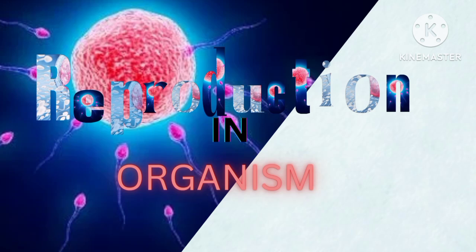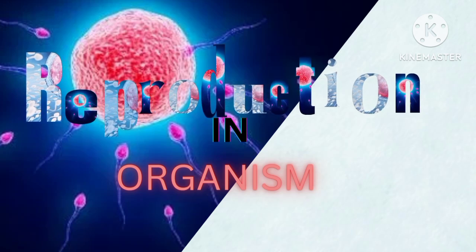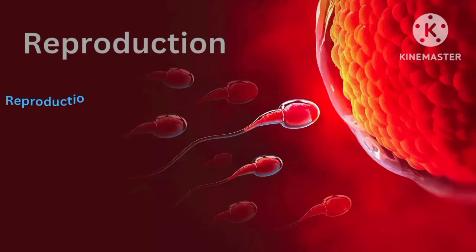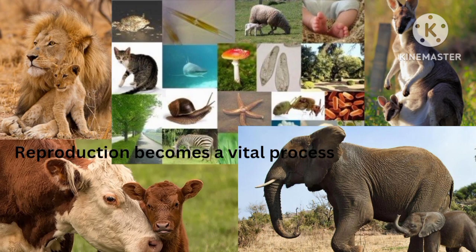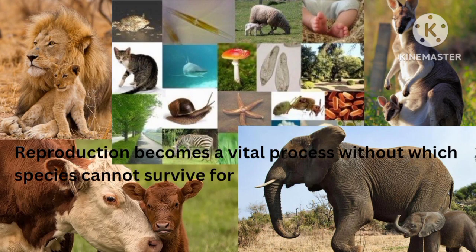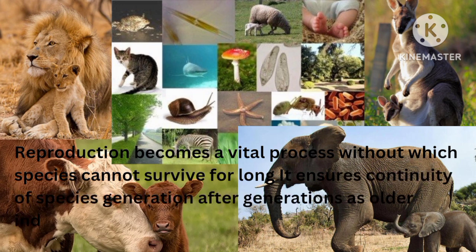Today we are going to cover Class 12 Biology Chapter 1, Reproduction in Organisms. Reproduction is a biological process of formation of new offsprings from the pre-existing organism. Reproduction becomes a vital process without which species cannot survive for long. It ensures continuity of species generation after generations.